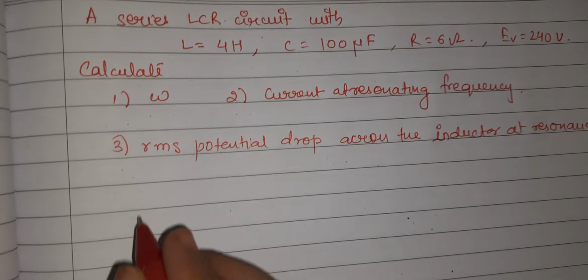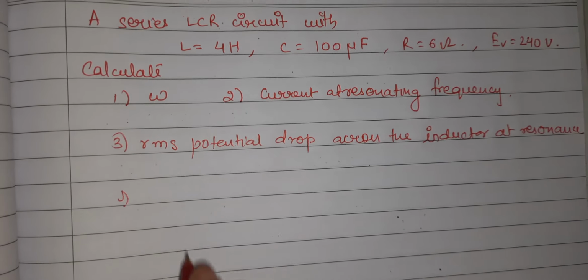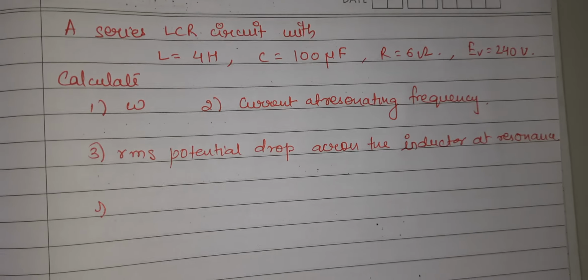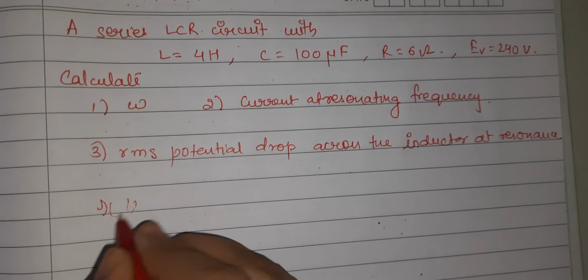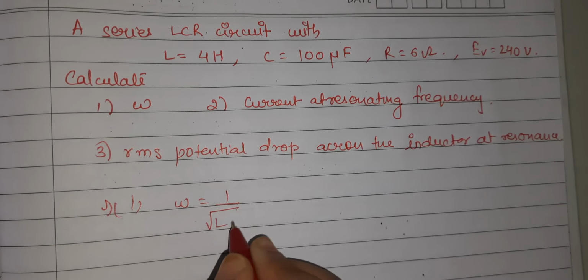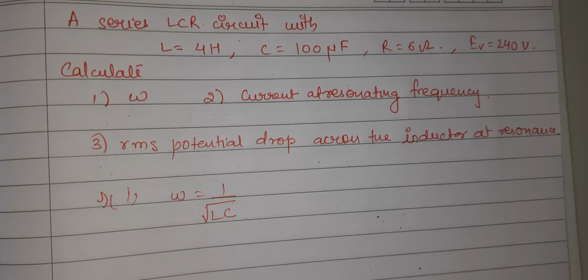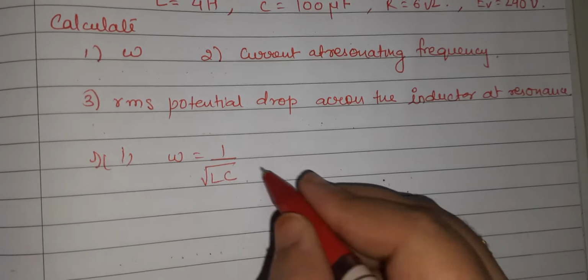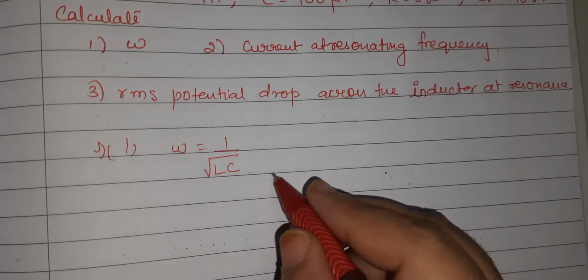Okay, so the solution. Everything is given, so I'm not writing the given parts since they are written very clearly. Let us start with the first part, that is omega, and we all know that omega is equal to 1 upon under root LC. This is the angular frequency of the source which drives the circuit in resonance. If we are talking about resonance, that is why I have specifically used this formula.